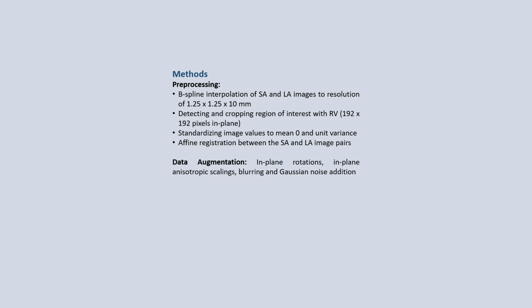In relation to data augmentation, we keep it fairly simple so we can focus on a model-driven solution rather than a data-driven one. So we randomly apply small degrees of in-plane rotations, in-plane anisotropic scalings, Gaussian blurring, and adding Gaussian noise.